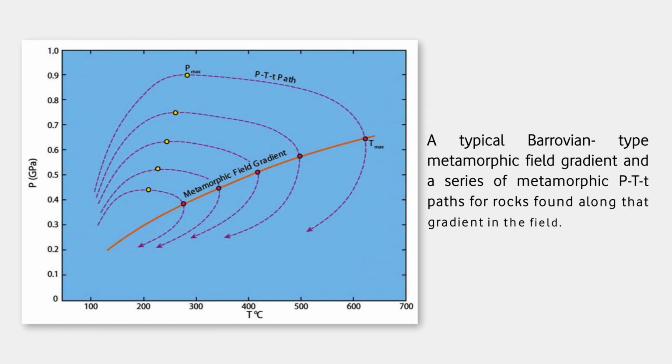Here again is the diagram. I am showing a typical Barrovian type metamorphic field gradient and a series of metamorphic PTT paths for rocks found along that gradient in the field. The temperature is shown on the abscissa and pressure on the ordinate. On my left hand side, the dashed contour line indicates PTT paths and a continuous line shows the metamorphic field gradient in this diagram.